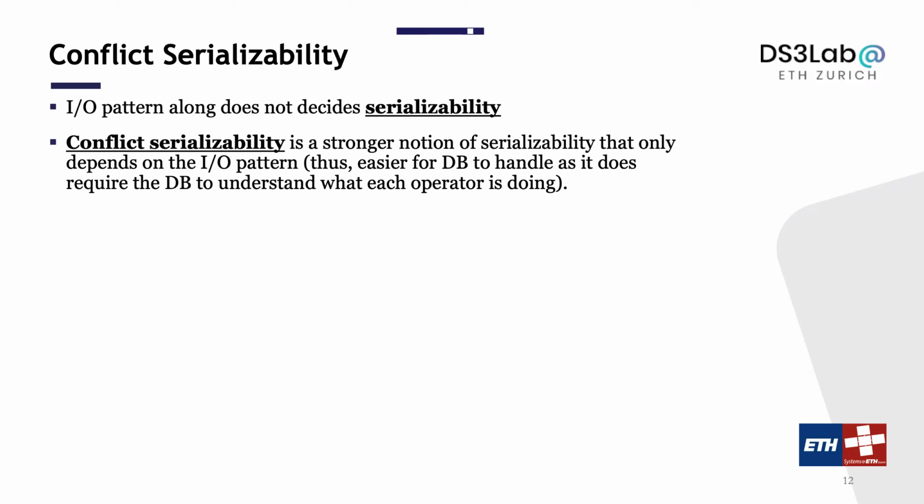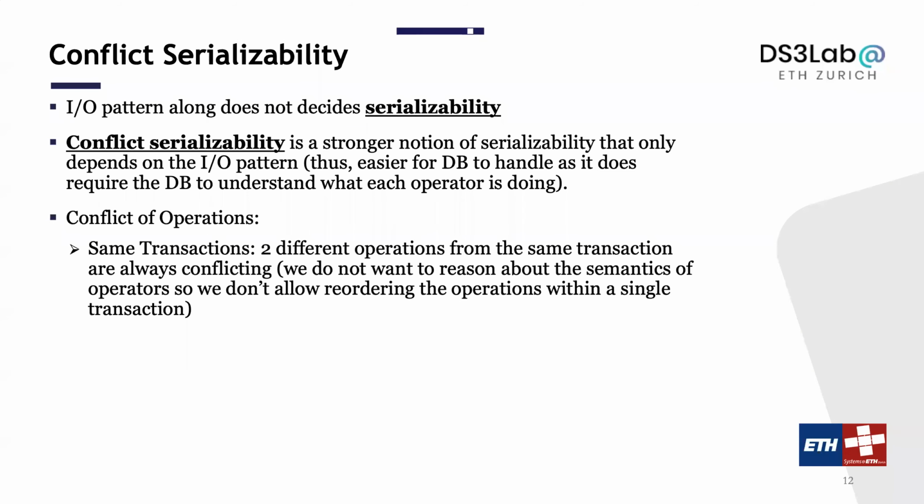So conflict serializability is a stronger notion of serializability that only depends on the IO pattern. And therefore, it's easier for the database to handle because it doesn't require me to understand the computation. It doesn't require me to understand what each of those instructions is actually doing. So to define conflict serializability, we start by defining the conflict of different operations, those read and write operations.